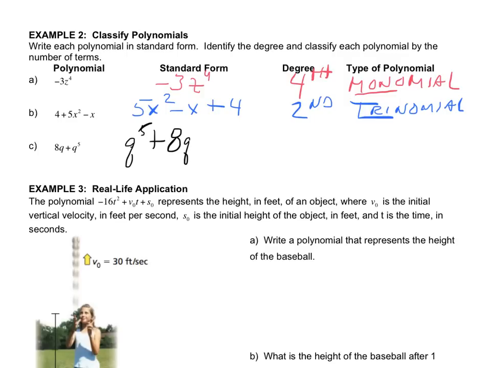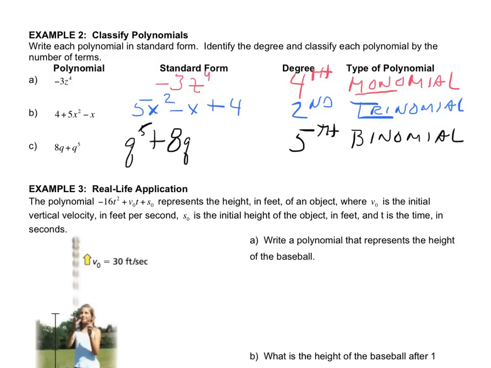So then I focus on the degree. Well, again, I look at the monomials here and I decide which one has the highest degree. And the q to the 5th power is the highest degree, so the degree is the 5th degree. Now in this case, we have two terms. Two terms is written as a binomial.